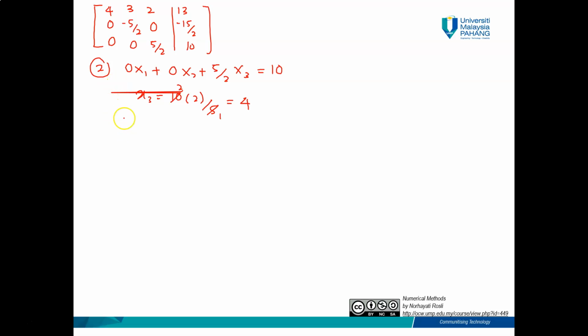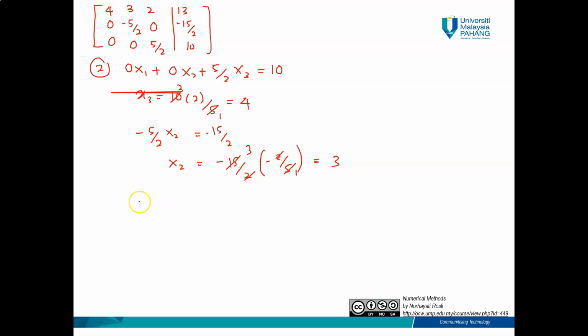And then, class, we go to the second row: negative 5 over 2 x2, with all the others 0, is equal to negative 15 over 2. So our x2 equals negative 15 over 2 times negative 2 over 5. We can cancel out this, also this one. So we now get x2 equal to 3.